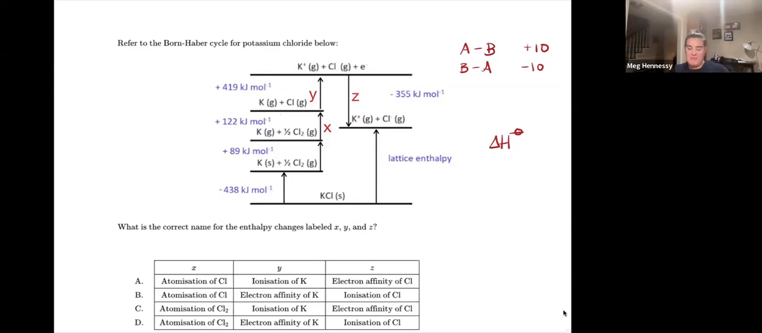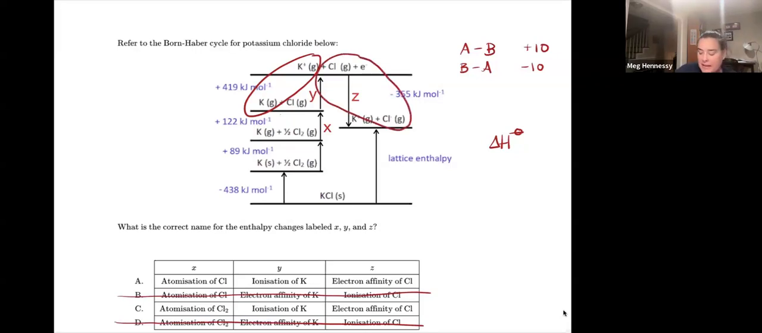I won't lie, this is one I've hotly debated, but in step Y, I can see that potassium is becoming potassium plus. Whenever we lose an electron, that's called ionization. In step Z, I can see that chlorine is becoming chloride. Whenever we gain an electron, that's going to be related to the electron affinity. So it's atomization that's pretty tough.